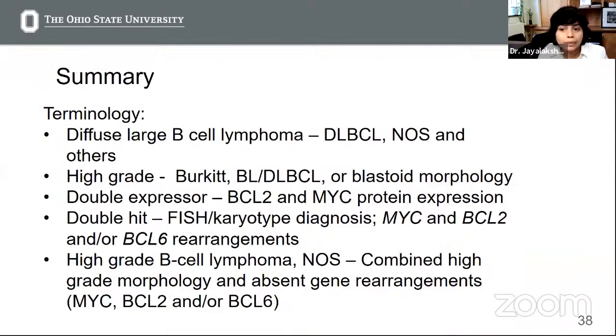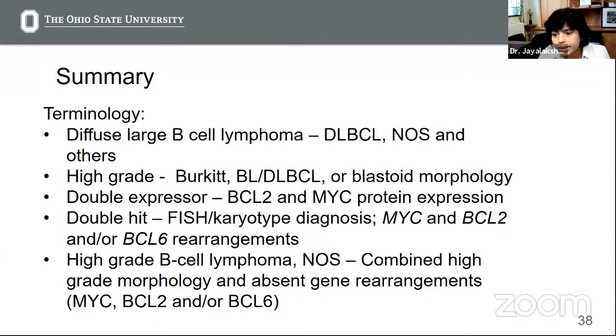And let me give you a small summary. To summarize the terminology we use, diffuse large B-cell lymphoma morphology is that of diffuse large B-cell lymphoma not otherwise specified and similar entities like we discussed: the large cell size, pleomorphism, variably coarse chromatin, variably prominent nucleoli. And high-grade morphology includes Burkitt-like, blastoid, or intermediate between Burkitt and diffuse large B-cell lymphoma.